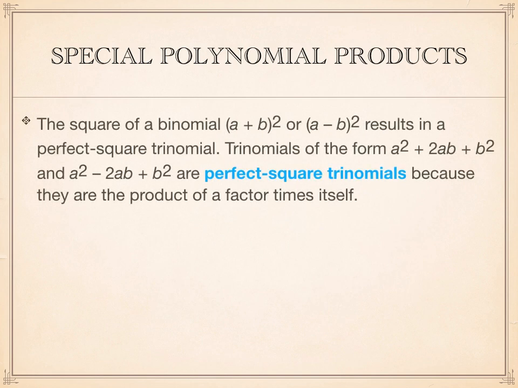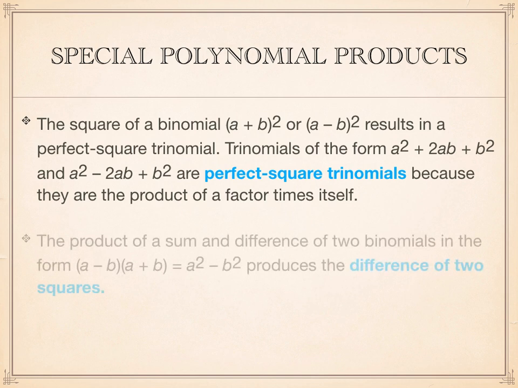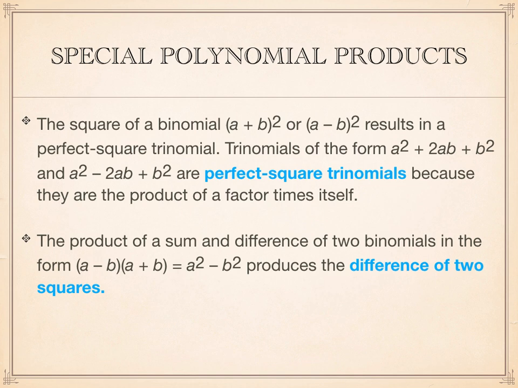The first two types are called a perfect square trinomial, because they're the product of a factor times itself. So when you have a trinomial in the form a squared, or perfect square, plus 2ab plus b squared, we call that a perfect square trinomial. In the third example that we did together, that's called the difference of two squares, and you can see why, because a squared minus b squared, we're subtracting two perfect squares.